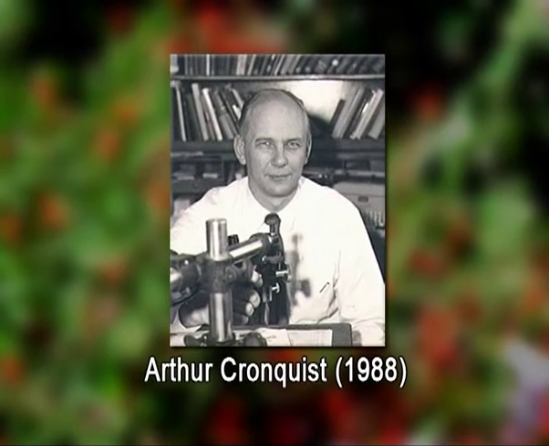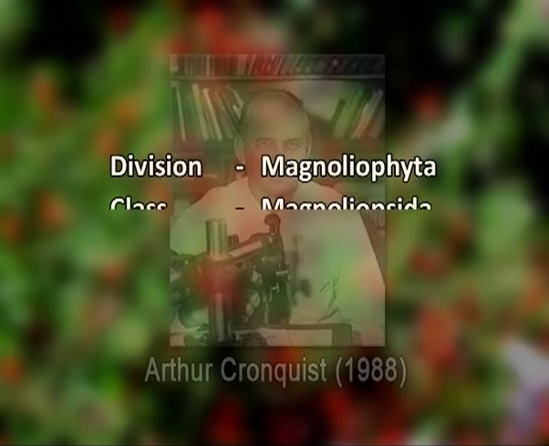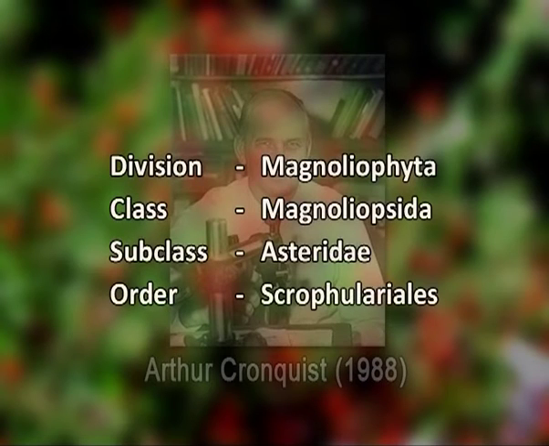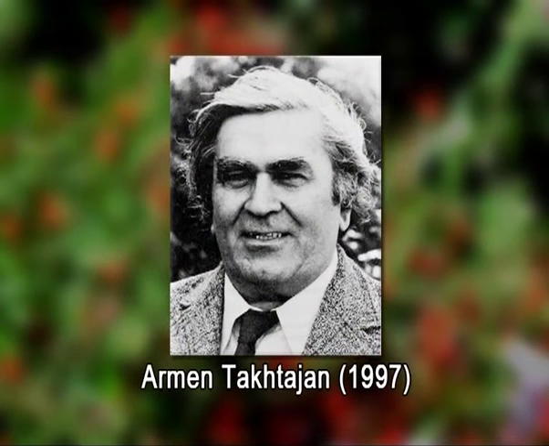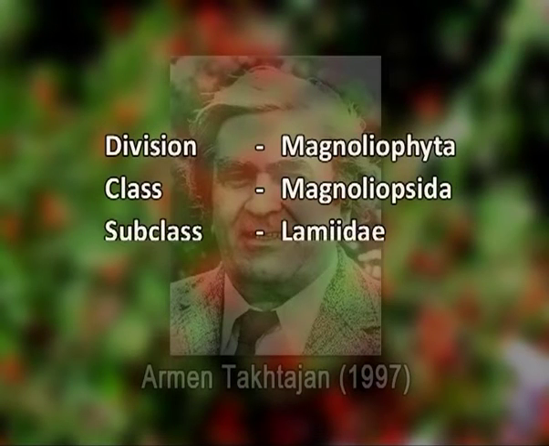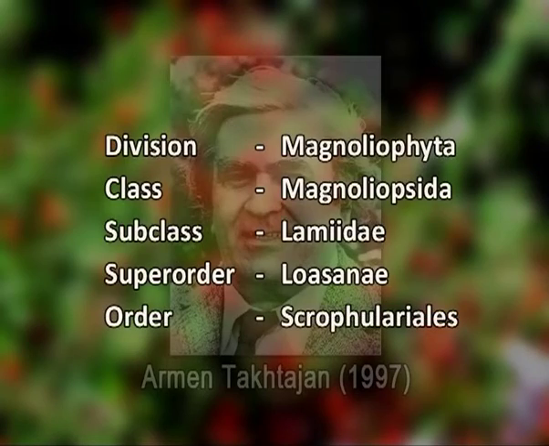Now, the next system is that proposed by Arthur Cronquist, an American taxonomist, in 1988. According to this system, Acanthaceae are placed in division Magnoliophyta, class Magnoliopsida, subclass Asteridae, order Scrophulariales. Armen Takhtajan, a Russian taxonomist, in 1997 placed Acanthaceae in division Magnoliophyta, class Magnoliopsida, subclass Lamiidae, superorder Lamianae, order Scrophulariales.